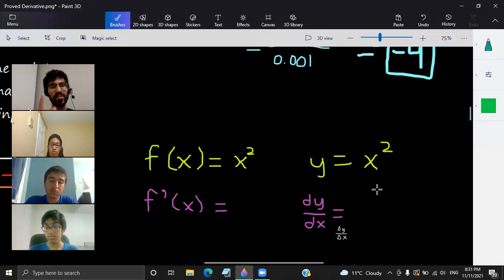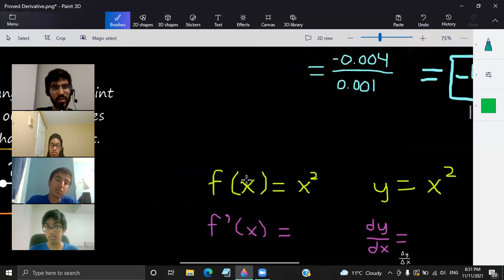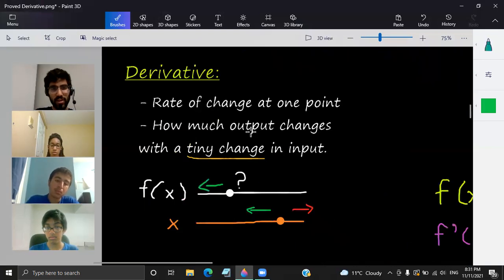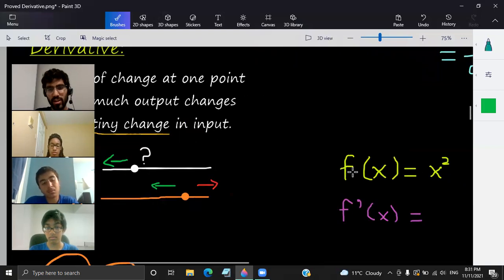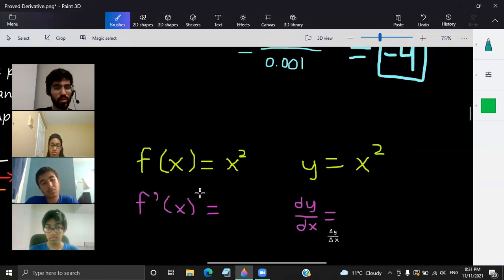So I want to stop this lesson here and start recording again. But the key idea is we're trying to figure this out: how much does the output change with a tiny change in input for any input? We don't want to draw up the graph. We don't want to put in the points.